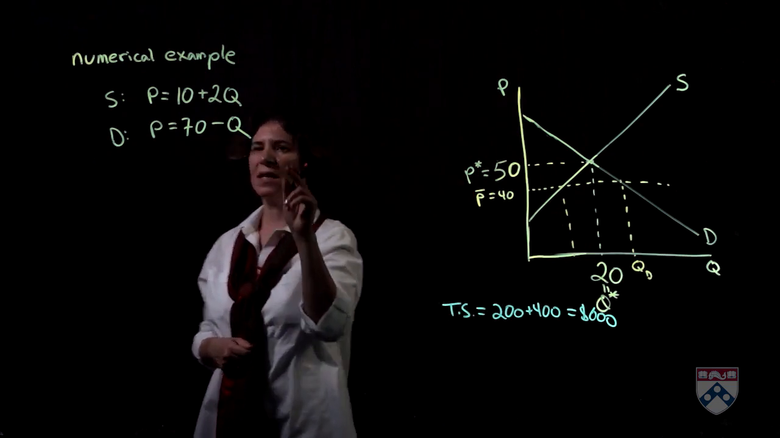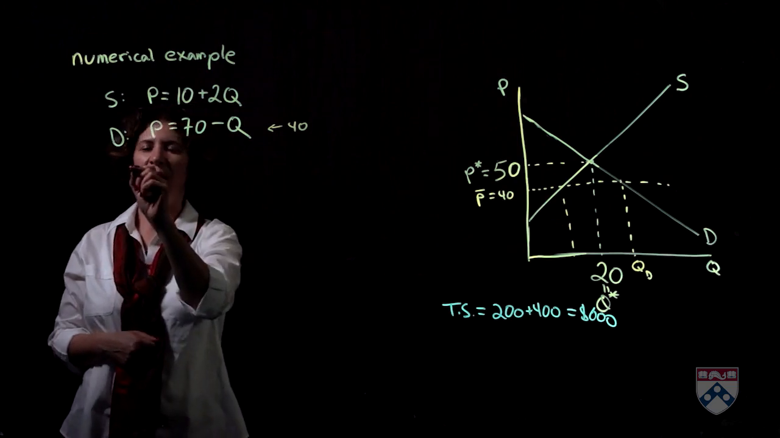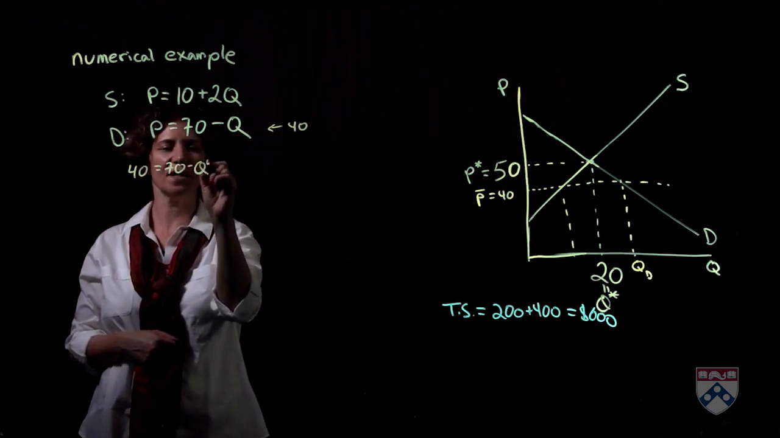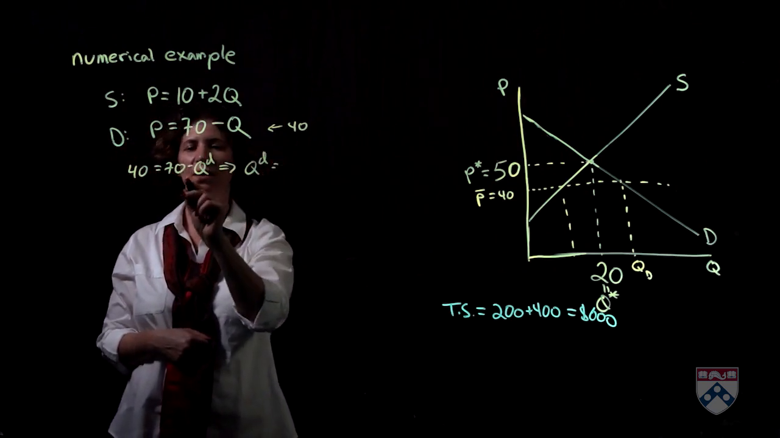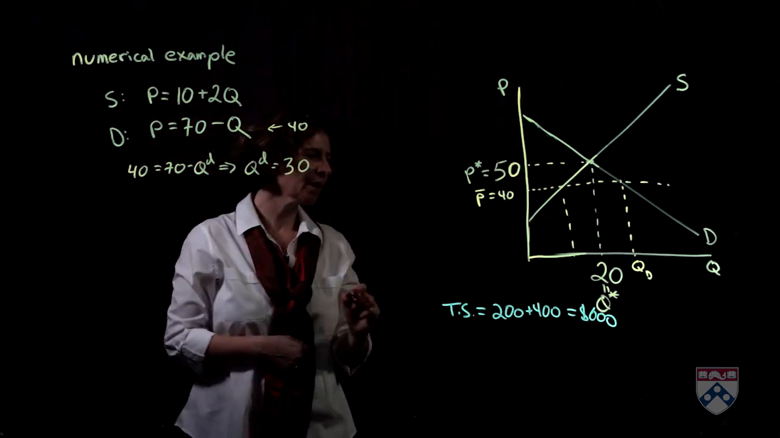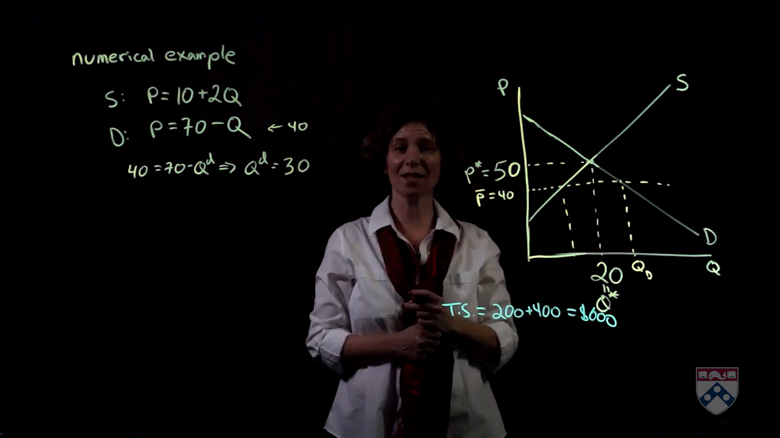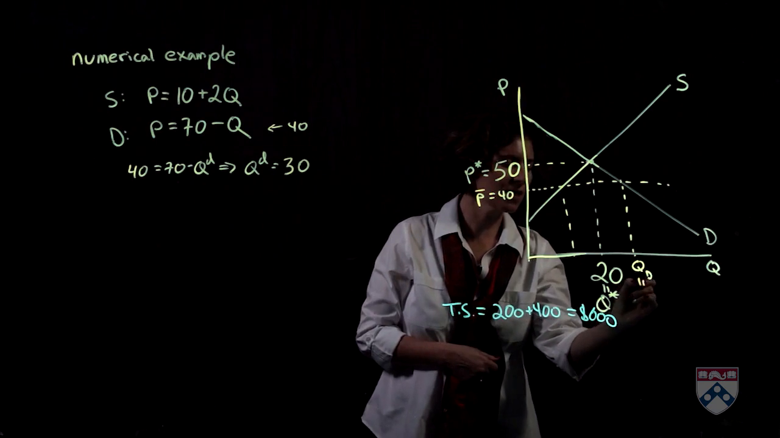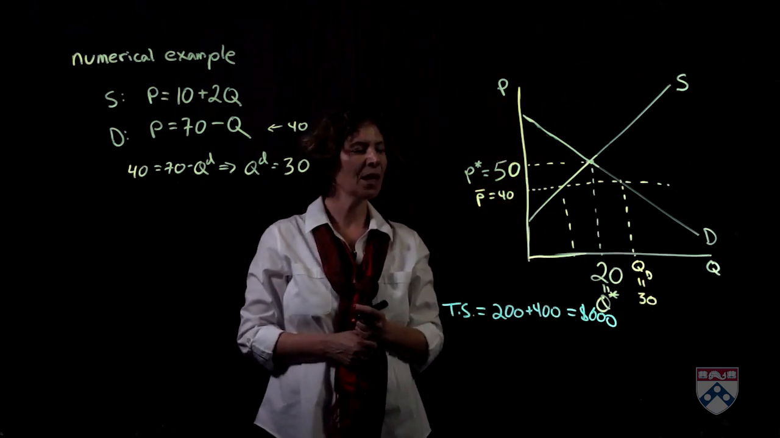What we do here is we plug the price of 40 into our demand equation, and we get 40 is equal to 70 minus quantity demanded, or quantity demanded is equal to 70 minus 40, which is 30 units. So at this lower price, quantity demanded is of course greater than the quantity demanded at a higher price, and precisely in this case, the quantity demanded is 30 units.